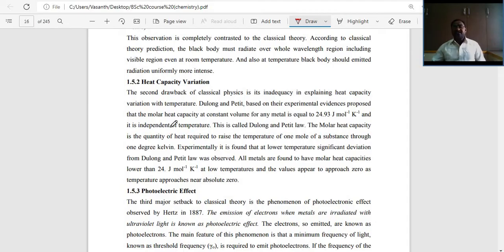According to classical theory, the prediction is that a black body must radiate over the whole wavelength region, including the visible region, even at room temperature. And also at any temperature, a black body should emit radiation uniformly and more intensely.